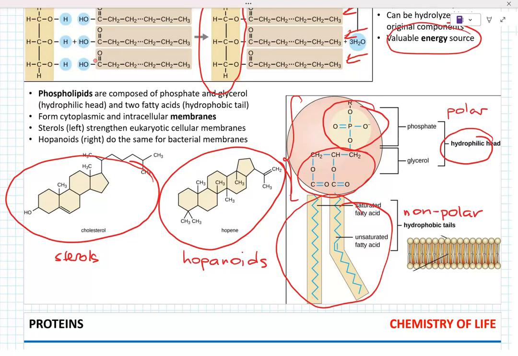All right? So what's the difference between the two? Well, sterols regulate the membranes of eukaryotes. Hopanoids do the same stuff in bacteria. Any questions before we move to proteins?